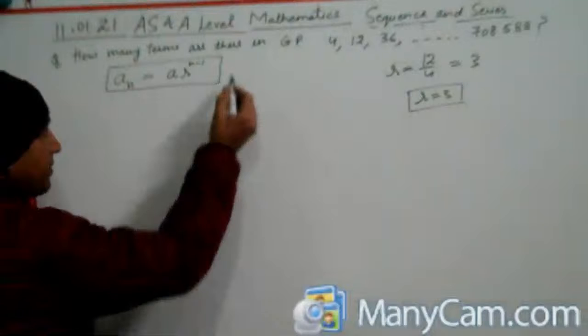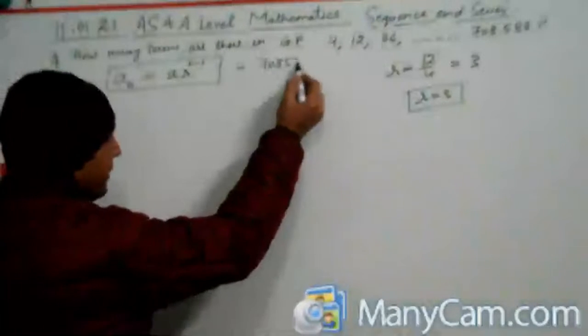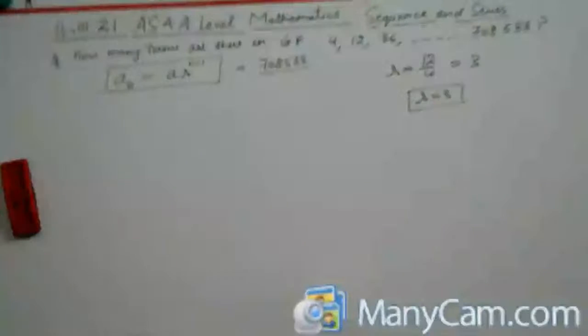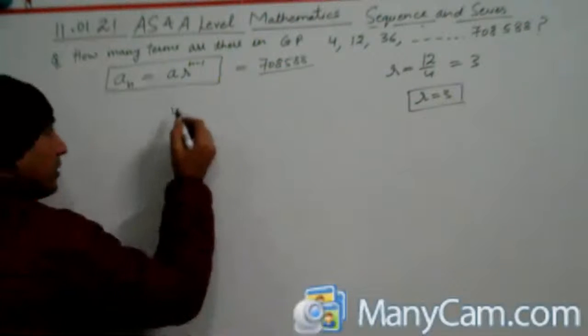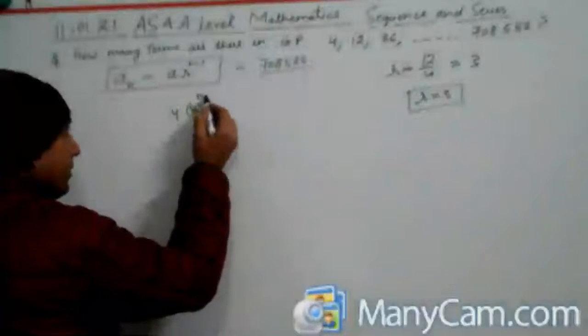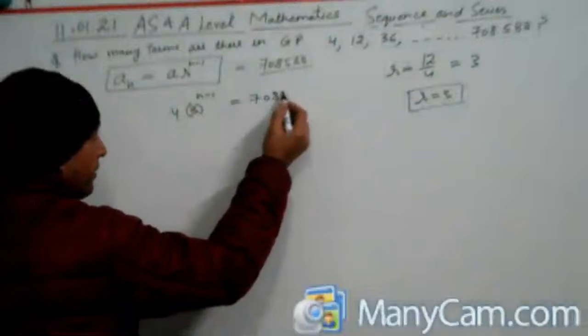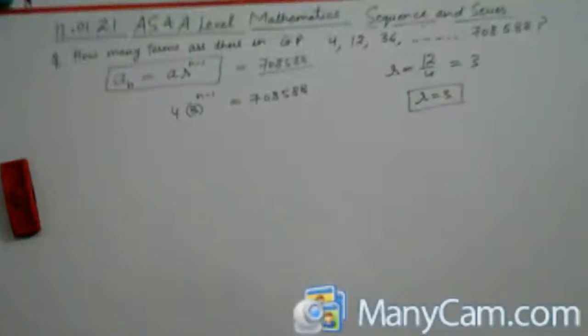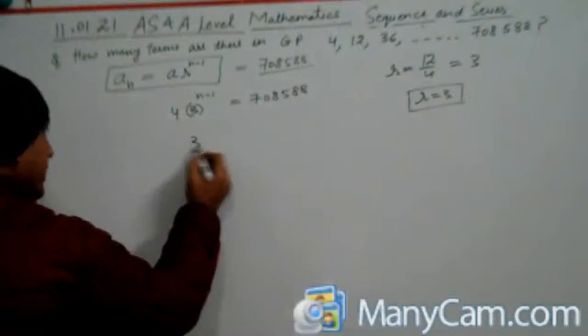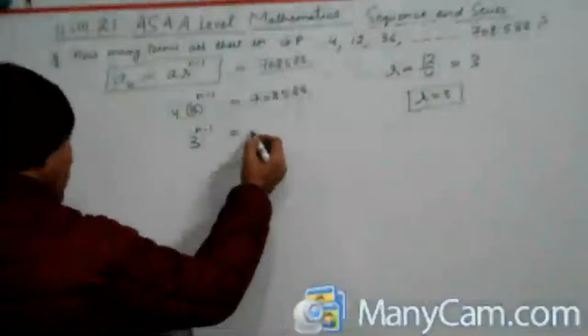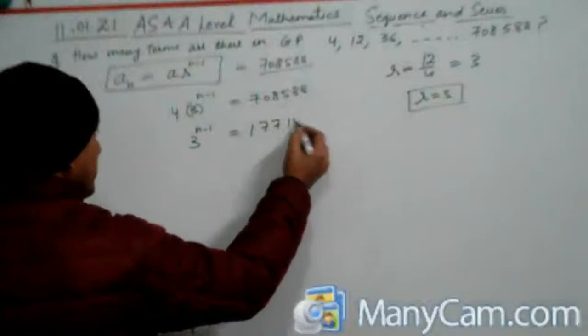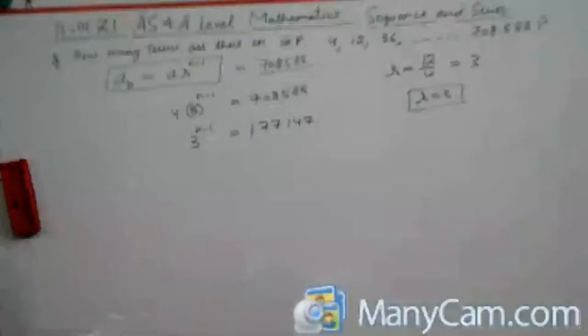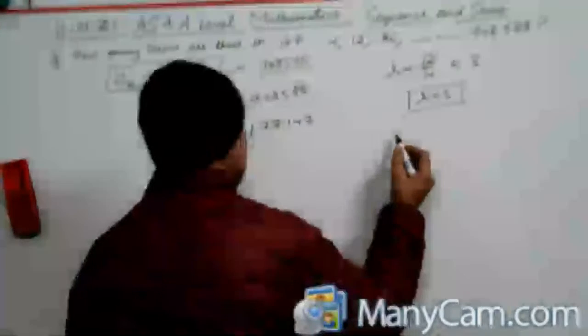So here the nth term is given, that is 708,588, right? So we will write the first term is 4, into 3 raised to power n minus 1 is equal to 708,588, right? So with the help of logarithm we can calculate, because when we divide both sides by 4, we get 3 raised to power n minus 1 is equal to 177,147, right?